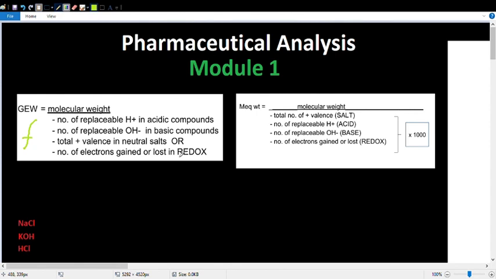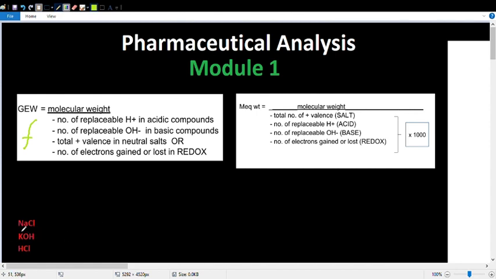It will become clear when we answer problems. The milli equivalent weight is the same as this, but divided by 1,000. So, in order to understand this, let's have some examples.